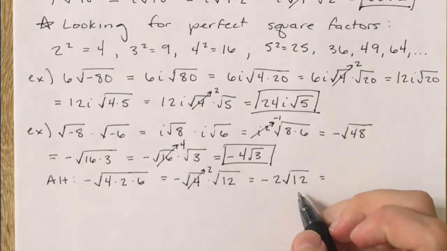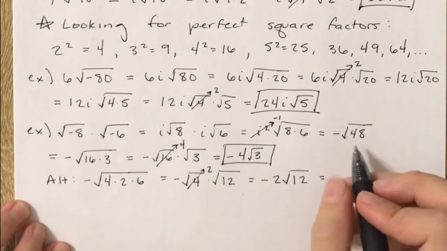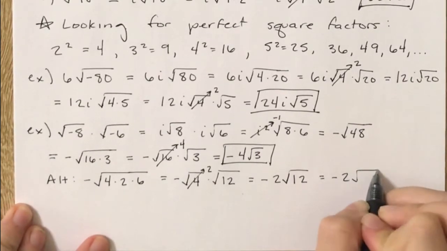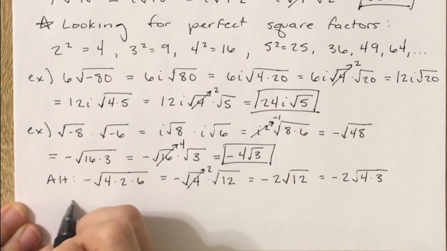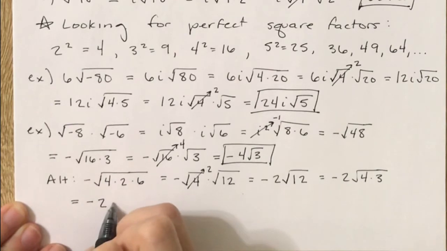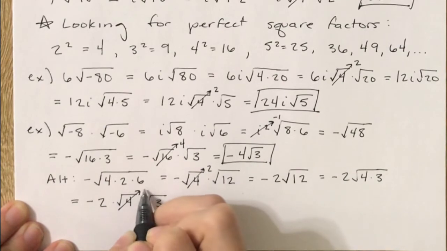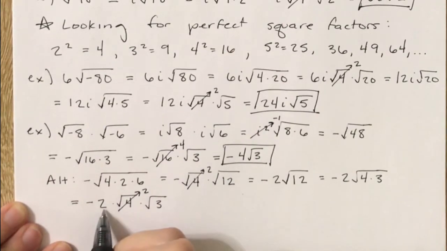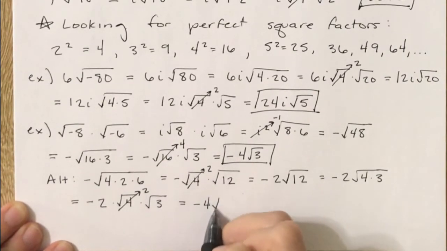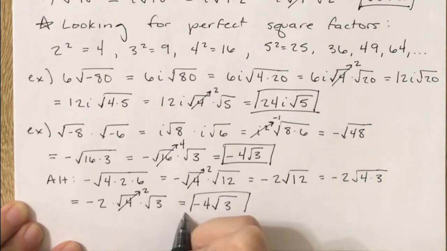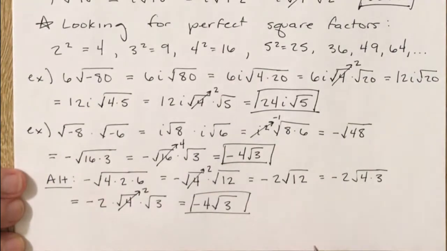Can we reduce the square root of 12? We totally can, right? 4 is a factor of 12. So we can do the same thing over again. So we have 4 times 3, we split off the 4. The square root of 4 is 2, so we have negative 2 times 2, which is 4, times the square root of 3. So we have negative 4 square root of 3. Again, same answer. So this is an alternate solution for this problem.